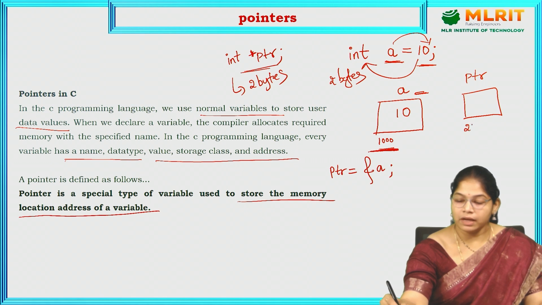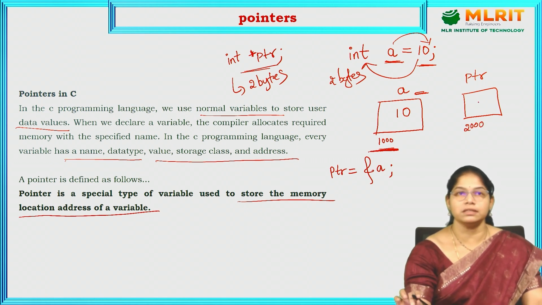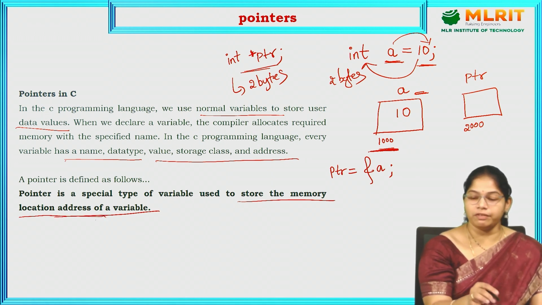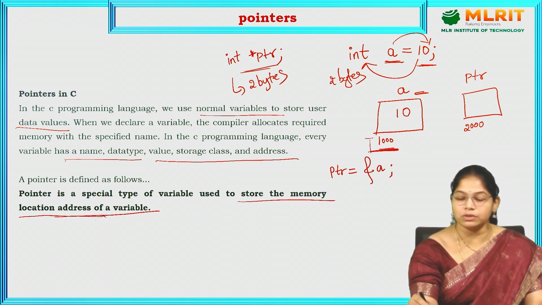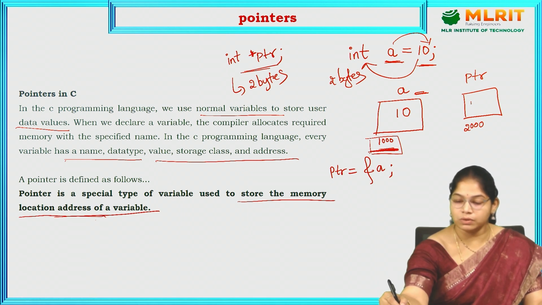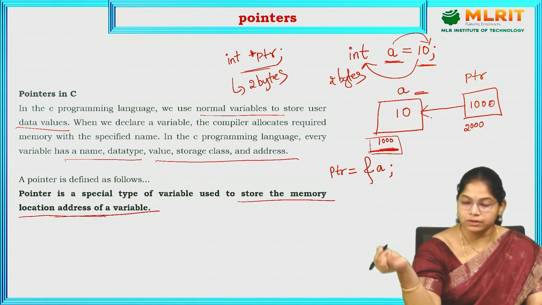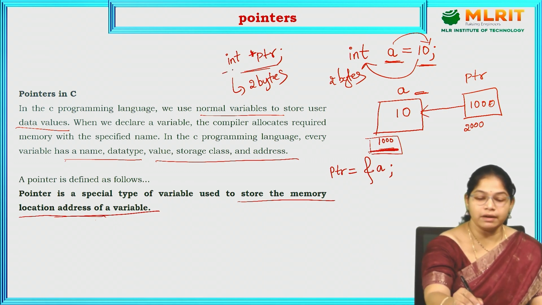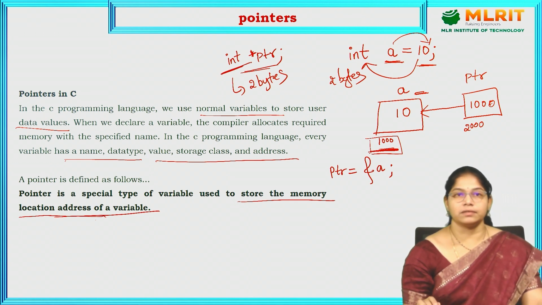This is also having some address, called 2000, but it is not holding a value. It is storing the memory location address of a variable. The memory location address of a variable is 1000. So here we have 1000. That means it is pointing to that particular location. But whose data type is integer?